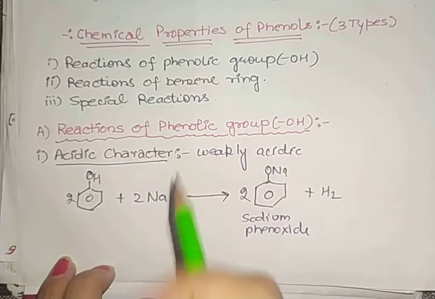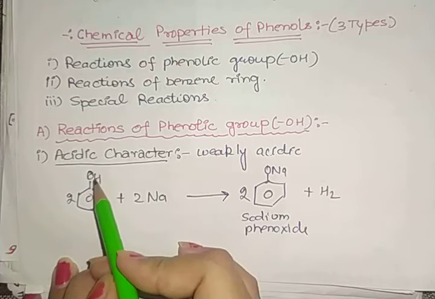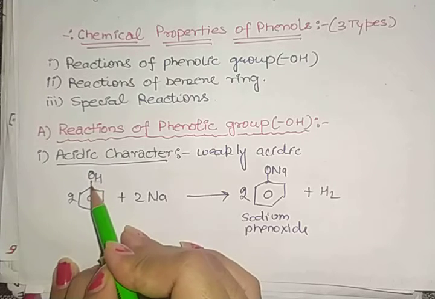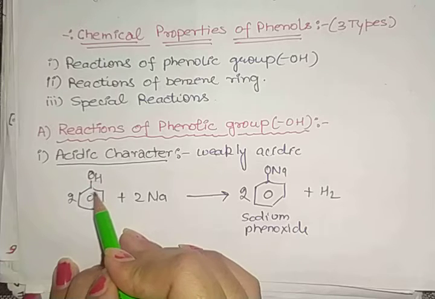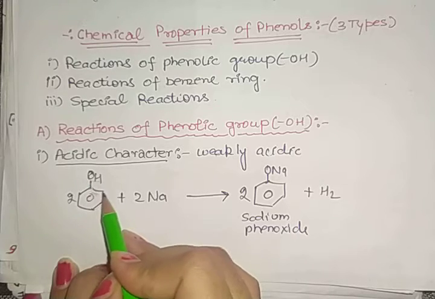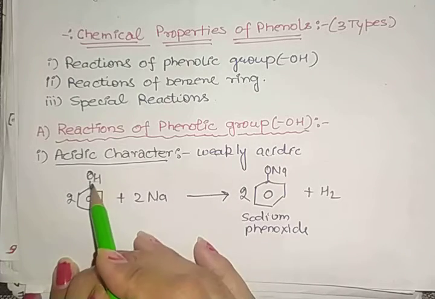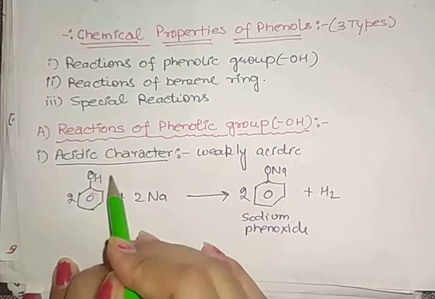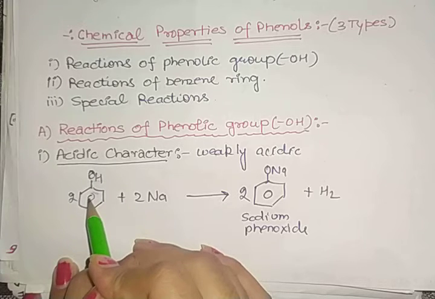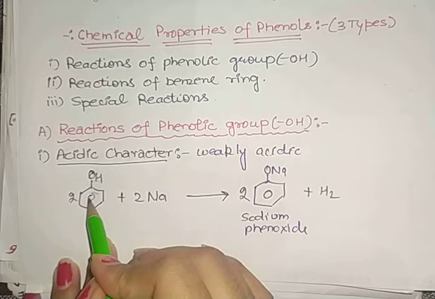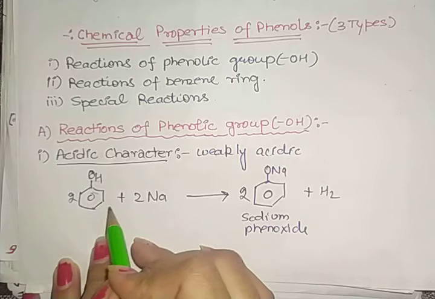So we can see that the acidic nature, though weak, of phenol is due to the presence of this OH bond. As you can see, this hydroxyl group is attached to a carbon which is doubly bonded. Phenol is acidic in character because of this OH bond present on a carbon atom with higher electronegativity due to the double bond present here.